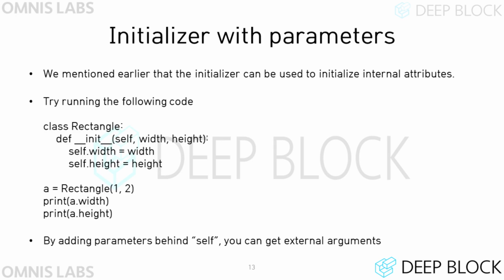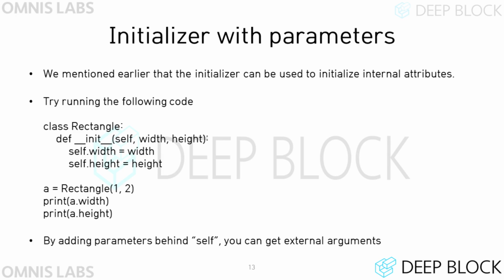The initializer can also receive external arguments. When creating a class instance, if you want to set the initial value of the attributes inside the class instance, we can pass arguments to the initializer. For example, if you want to set the initial attribute values of the rectangle class you made earlier, define width and height as parameters after the self parameter. Afterwards, when an instance is created and the arguments are passed, the values passed to the parameters are again assigned to the self.width and self.height attributes.